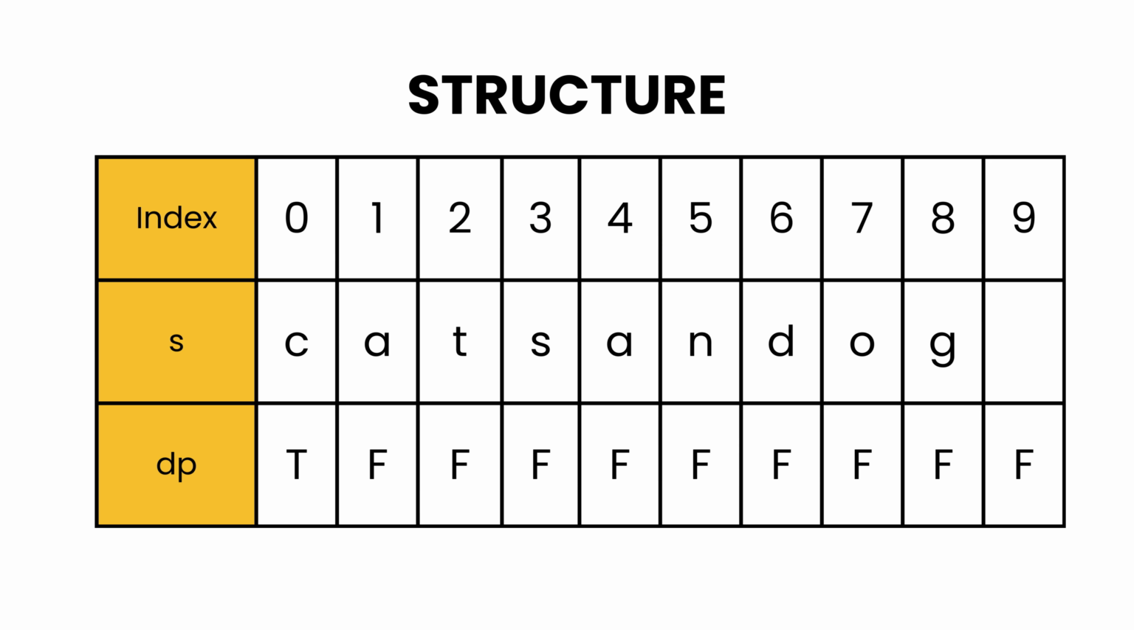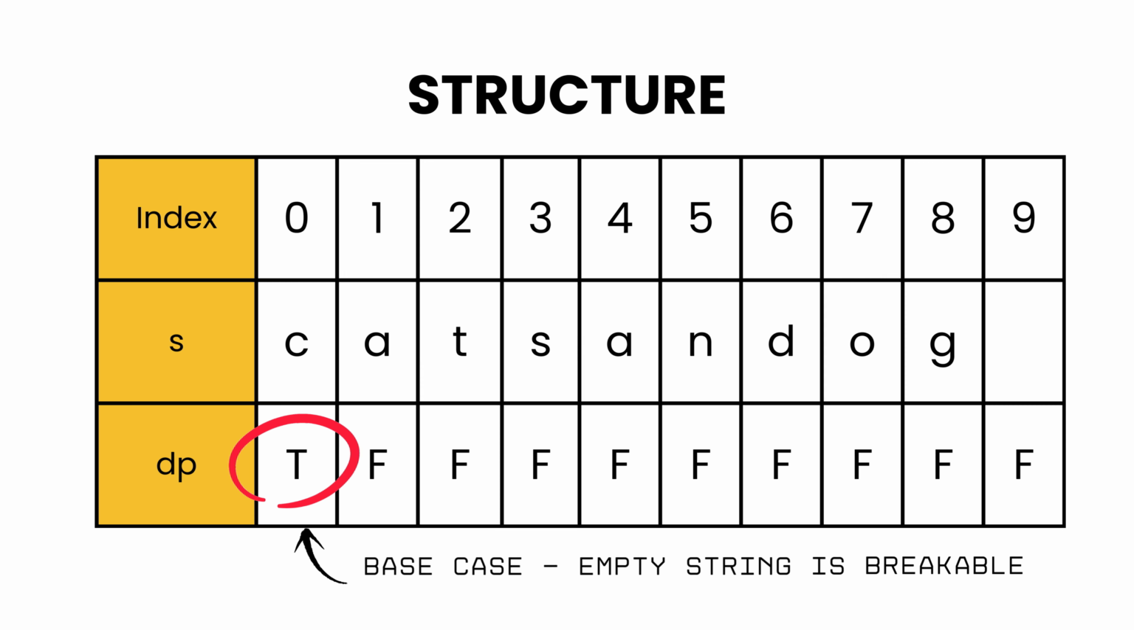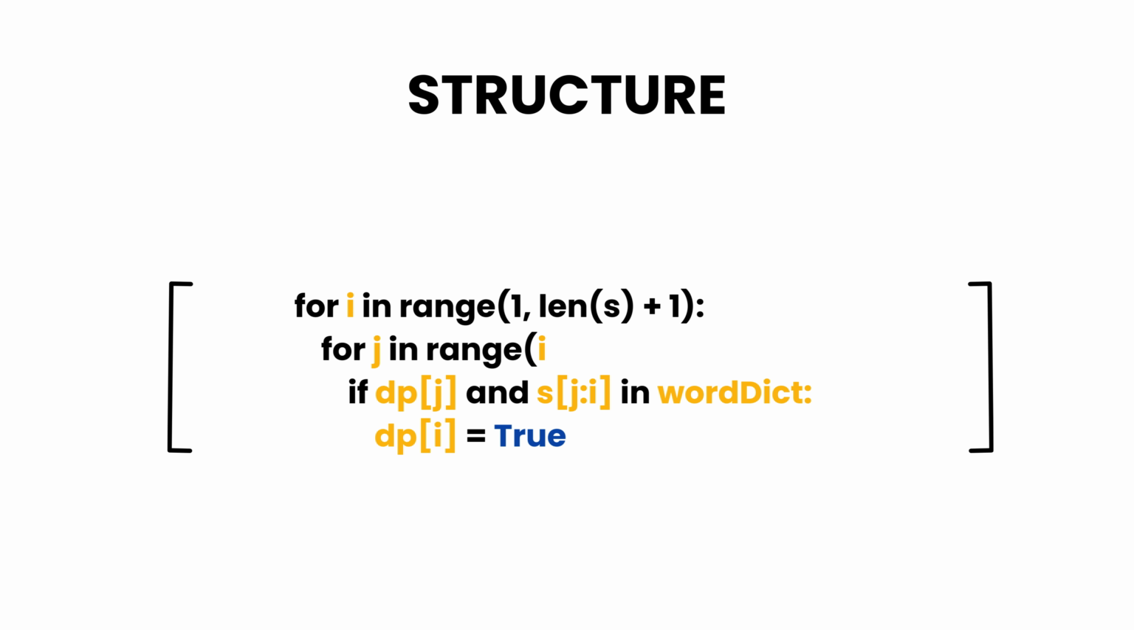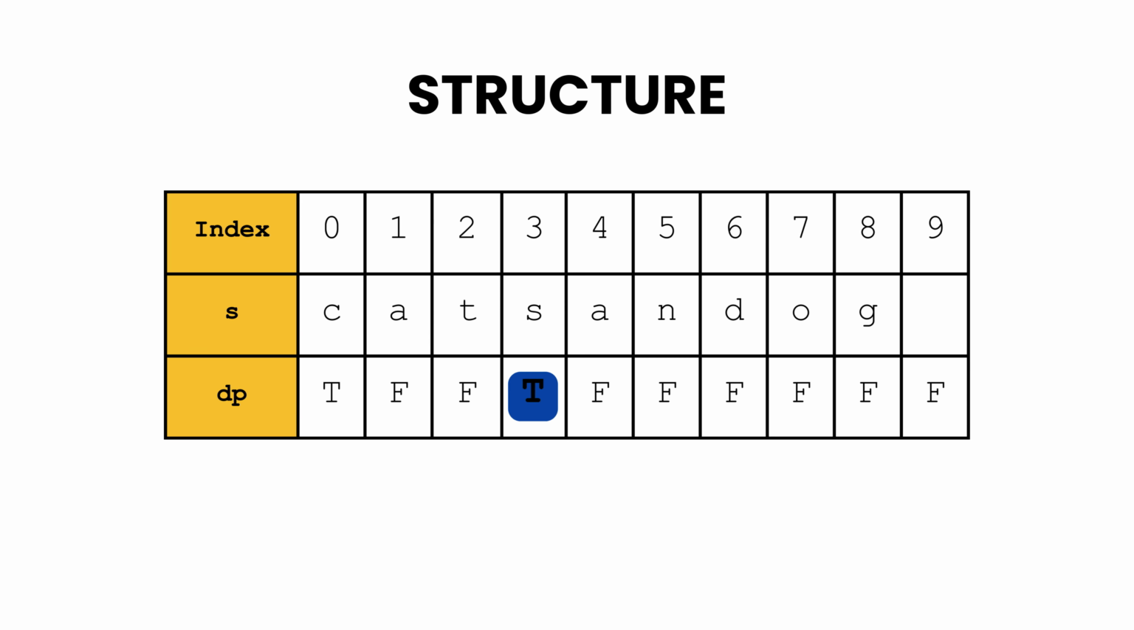Next, let's structure our solution. We'll build a DP array, dp, where dp[i] is true if S[:i] can be broken into dictionary words. Set dp[0] equals true as the base case, empty string is always breakable. For each position i, check all possible partition points j before i. If dp[j] is true and s[j:i] is in wordDict, set dp[i] equals true. Finally, return dp[len(s)].